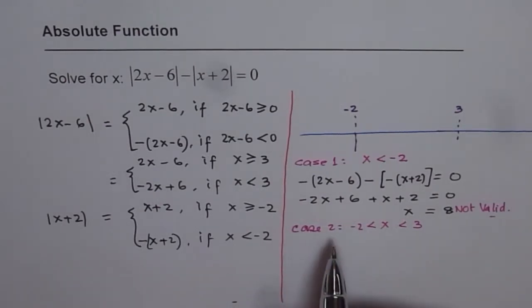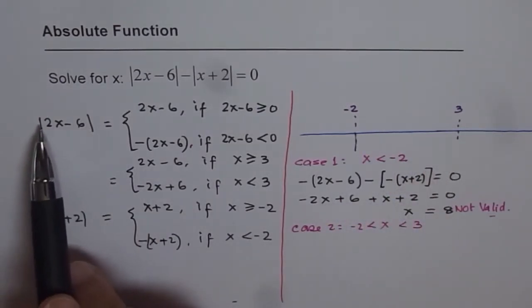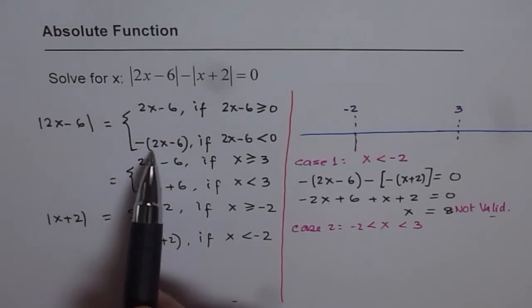Now if we are in the interval between minus 2 and 3, then 2x - 6 is indeed negative of this value.